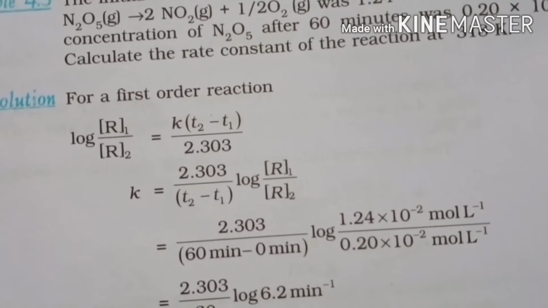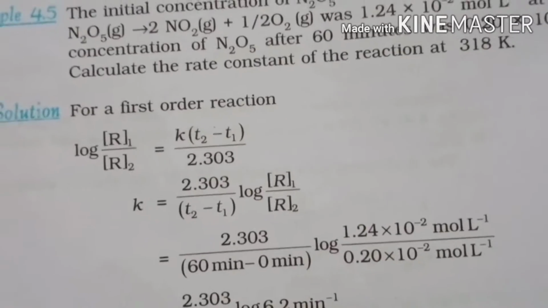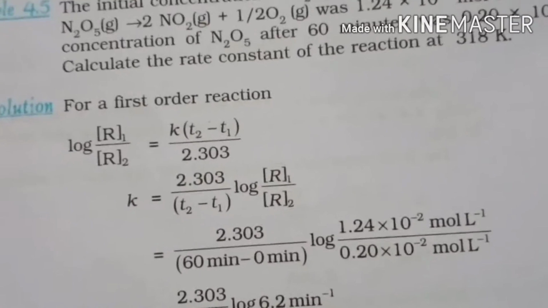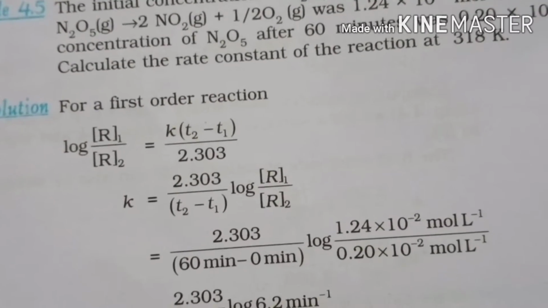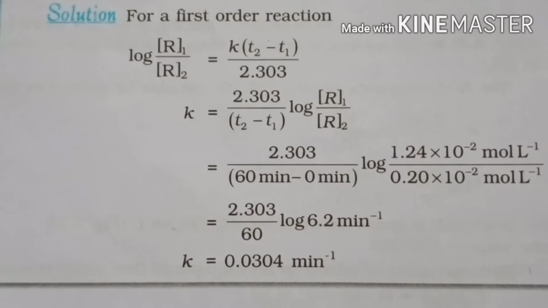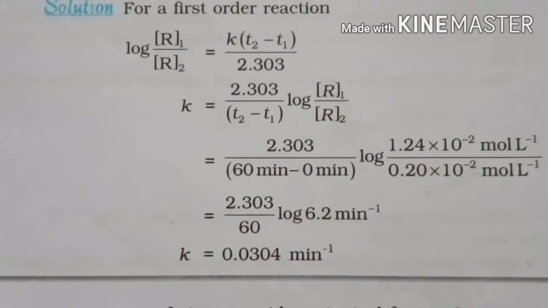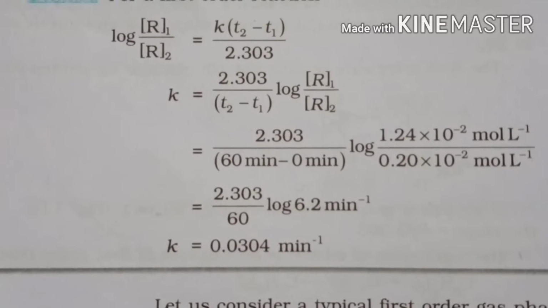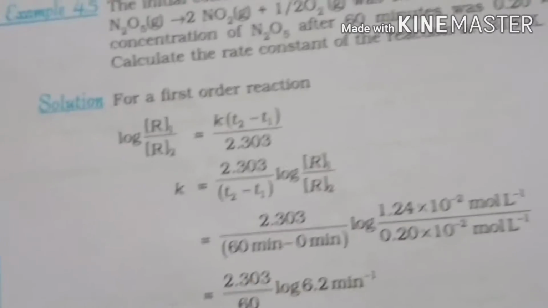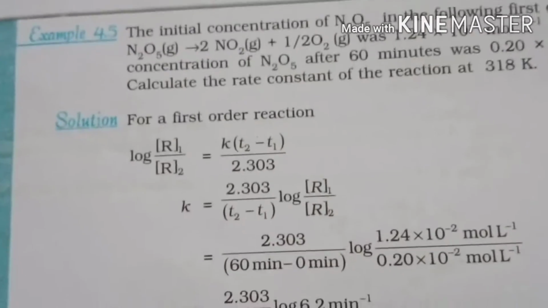The first concentration is 1.24 into 10 to the power minus 2 moles per liter. The second concentration, that is the final concentration, is 0.20 into 10 to the power minus 2 moles per liter. If you divide the values, you will get 2.303 by 60 log of 6.2 per minute. Then we get k equal to 0.034 per minute. This is example 4.5 of your textbook.